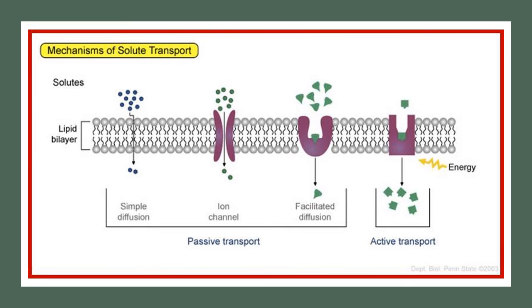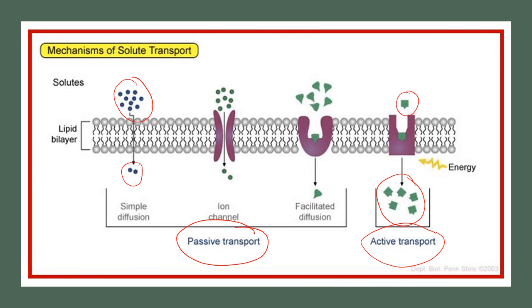In this diagram, we can see the different mechanisms of solute transport being summarized. We can see simple diffusion, the use of an ion channel, and facilitated diffusion are all types of passive transport. No energy is required because they are diffusing from an area of high concentration to an area of low concentration. In comparison, we have active transport. Active transport transports materials from an area of low concentration to an area of high concentration. As it moves against the concentration gradient, energy is required. The energy used is in the form of ATP.